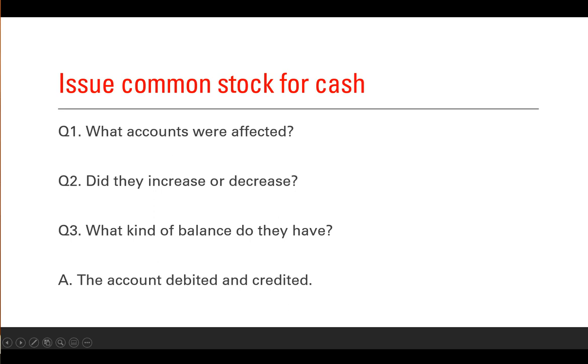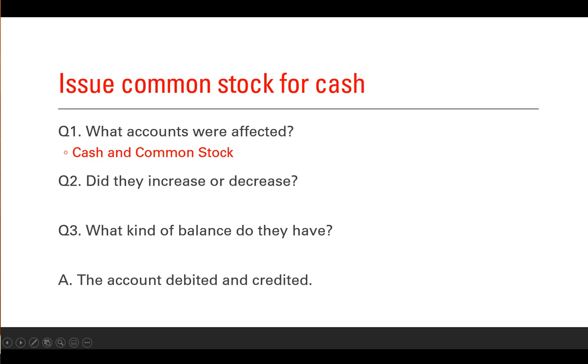Next up, issue common stock for cash. What accounts were affected? Well, common stock is an account, cash is an account. So basically what's happening here is that stockholders, investors are putting money into your company. They're giving cash to the company and the company is giving them common stock. So the two accounts that were affected were cash and common stock. If you were a sole proprietorship, this could be a capital account for your owner.